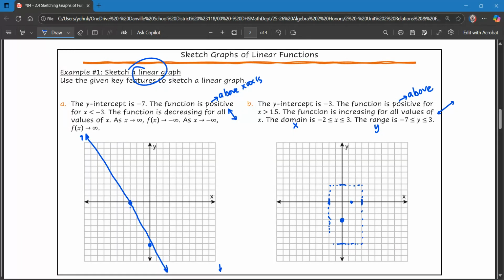And so I can connect these dots to form a line, but my picture is going to stop at the edge of the box. There's no arrows because it's not going to continue forever. The domain and range is very specific. All right, so that's how you sketch linear functions.